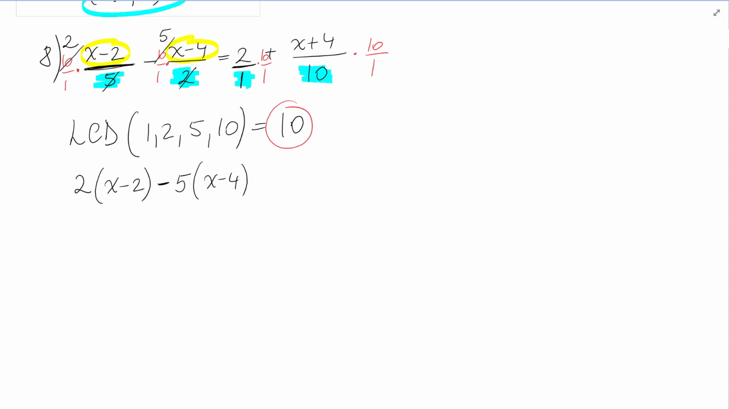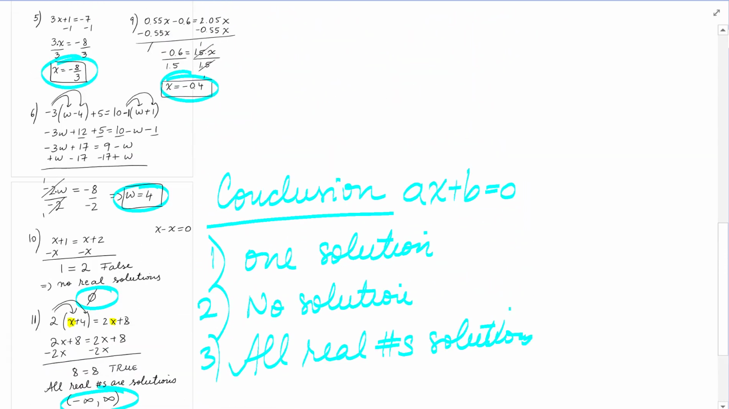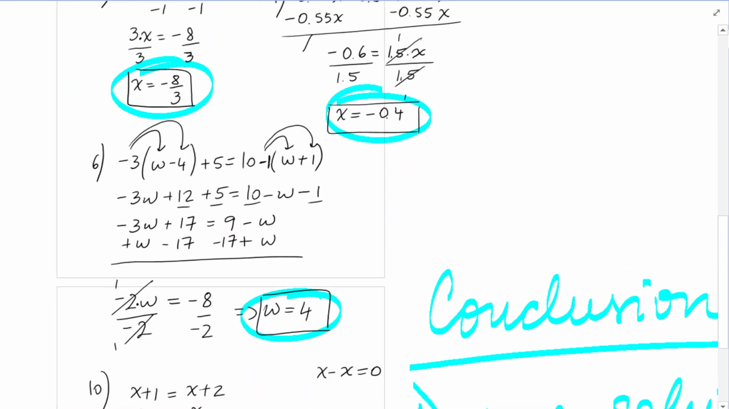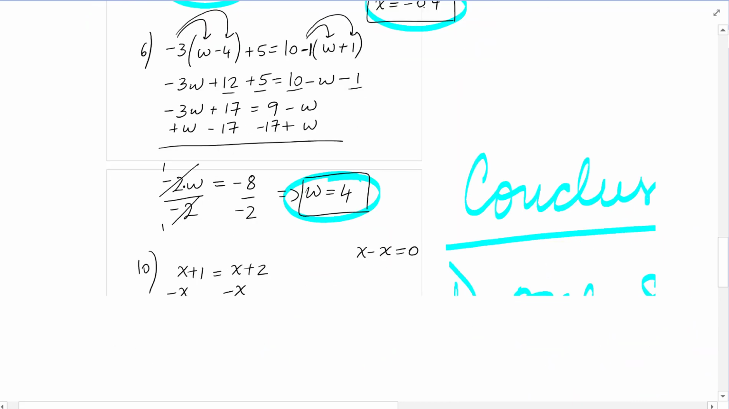So I want to make sure I'm multiplying the coefficient or the constant in front by each of these. Equals. After the equal sign, I have 2 over 1 times 10 over 1, which is 20, plus, and then I have 10 divided by 10, that's 1, so I get x plus 4. So the equation that we obtain is very similar to problem 6, right? What did we do? We distributed the numbers in front of the parentheses.